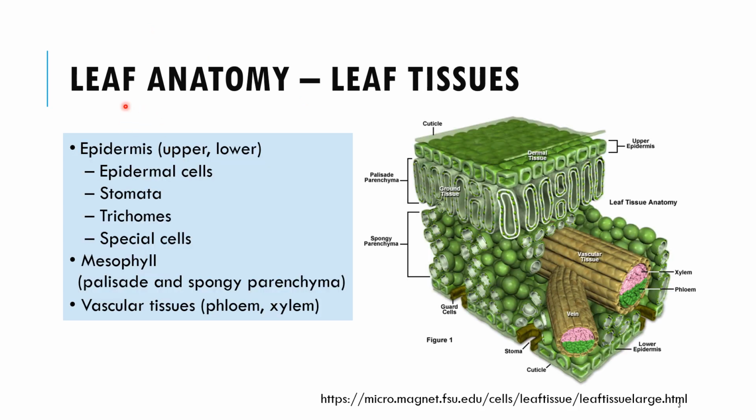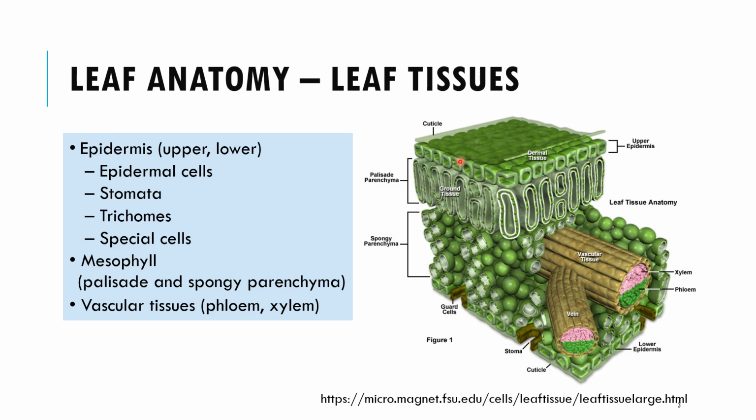Similar to the other organs of a plant, the leaf is comprised of three basic tissue systems, including the dermal, vascular, and ground tissue systems. Let's look at a diagram of leaf anatomy. First, you will find the layer of wax coating, and this is called the cuticle.